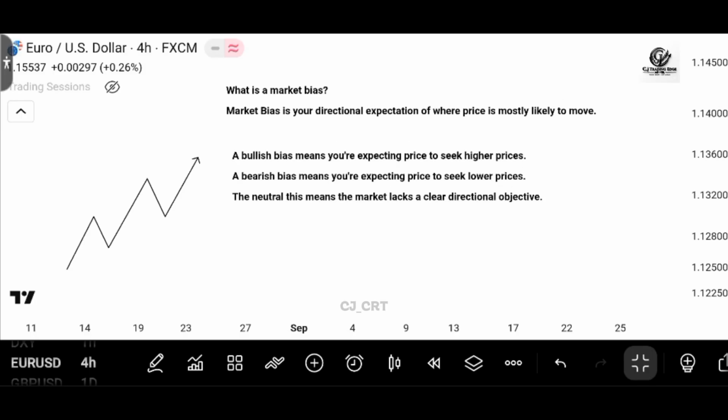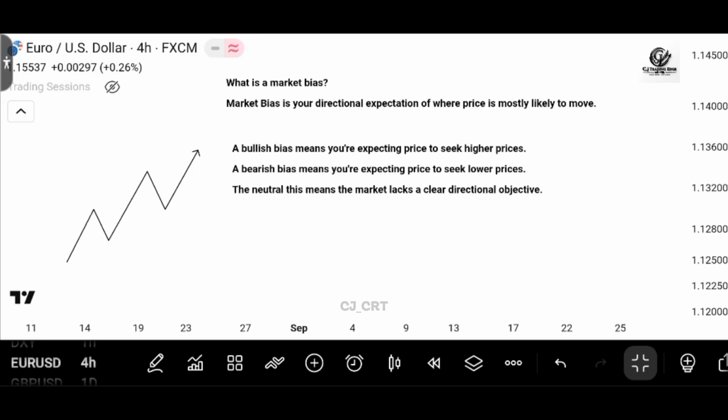I don't know if you get what I'm saying. So in simple terms, bias tells you where to trade, and entries only tell you when to trade. So if you have a clear bias, whether you're a lady or a guy watching this, you're going to make a lot of money.